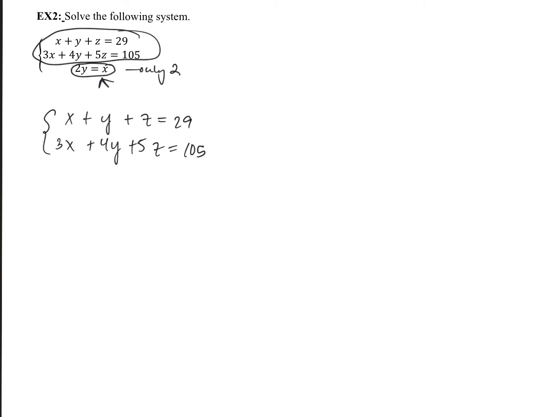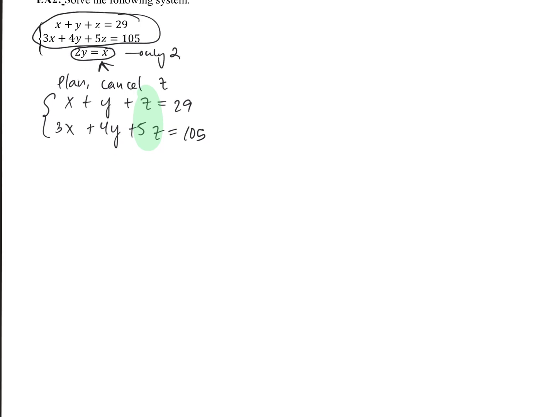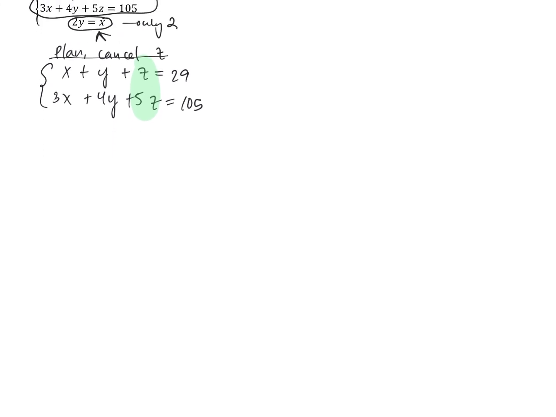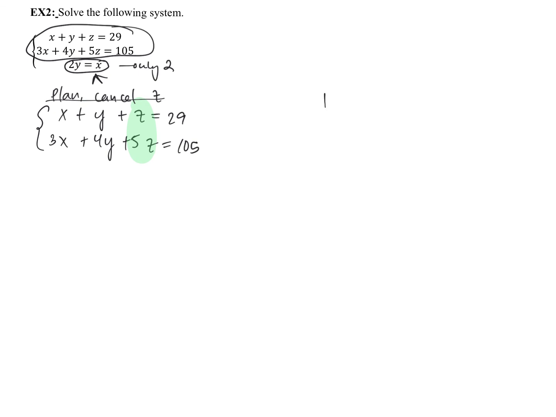Alright, why would I do that? Because then I would get 2 equations and 2 variables. So what variable is missing from that bottom equation? Well, it's missing z, which means my plan is to cancel out the z's. Okay, because if I cancel the z's, when I pair it up with that equation there, the 2y equals x, I'll have 2 equations and 2 variables. So let's go ahead and do that.